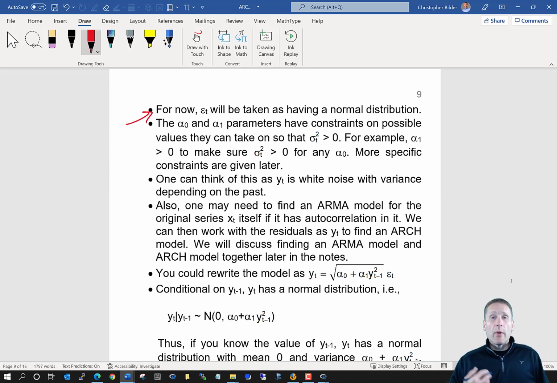Once we get into estimating the model, we will take epsilon sub t to have a normal distribution associated with it. As I said before, the alpha 0 and alpha 1 are actually parameters that we're going to want to estimate. They will have particular constraints on them in a very similar manner to how we've seen that with our ARIMA models. Why do they have constraints? Well, for example, note that we need to have sigma squared sub t to be greater than 0. Now, another way to think about this model too, we can think of w sub t as white noise with a variance depending on the past. That's an ARCH model.